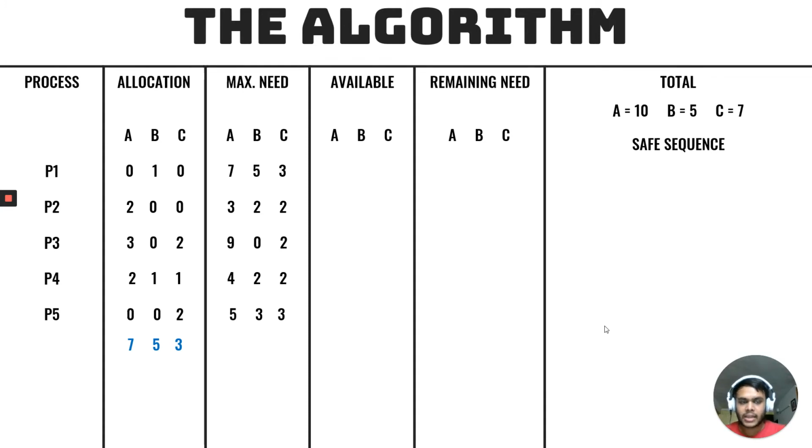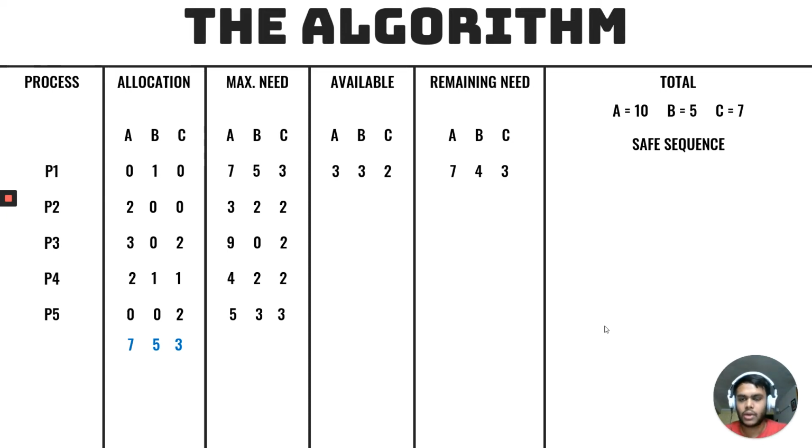Now we'll subtract this from the total amount the system can actually make available. That's 10, 5, and 7. And here we have 3, 3, 2. That's the amount available for providing to the processes so that they can execute. So let's calculate the remaining need for each of the process. Like for P1 it's 7, 4, 3.